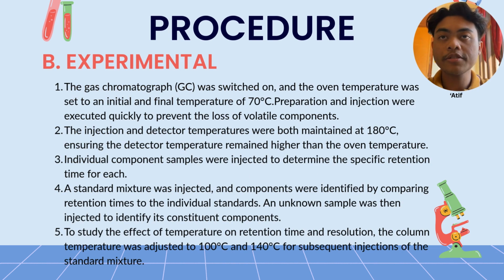And now B. Experimental. The gas chromatograph was switched on and the oven temperature was set to an initial and final temperature of 70 degrees. The injection and detector temperatures were both maintained at 180 degrees, ensuring the detector temperature remained higher than the oven temperature. Individual samples were injected to determine the specific retention time for each. The standard mixture was injected and components were identified by comparing retention times to the individual standards. An unknown sample was then injected to identify its constituent components.